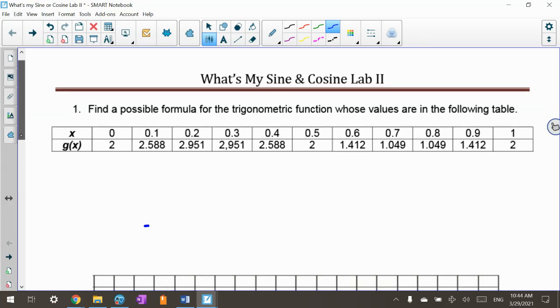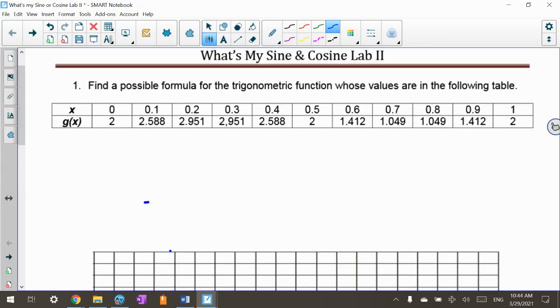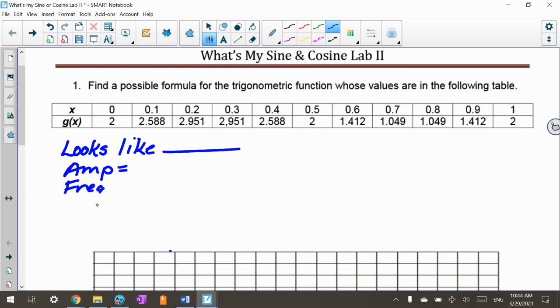So the first thing we're going to do is set this up, because after we get done graphing, they're going to want us to find the formula. So we're going to set it all up for later. We're going to do amplitude, frequency, period, and midline. They want us to find a possible formula for this trigonometric function, and that's the data they gave us. So what we're going to do first is set up the chart.